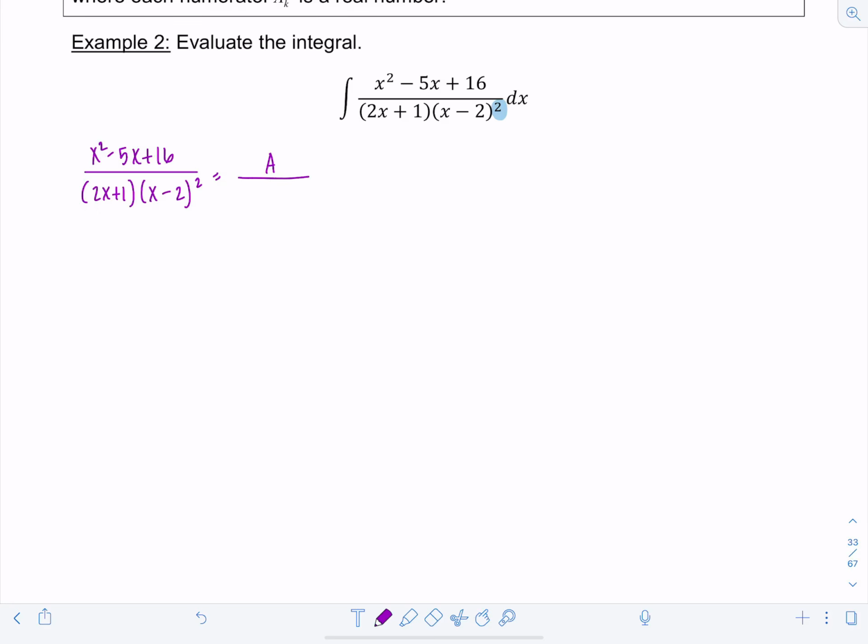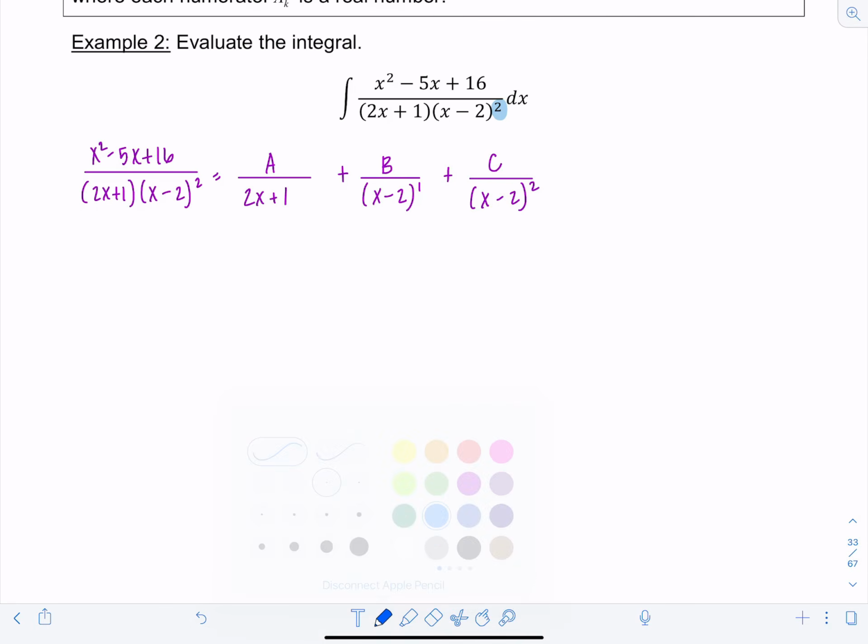So it starts off the same. You have a over 2x plus 1 plus b over, I have to start off by listing x minus 2 to the first power, and then I have c over x minus 2 squared. And I stop because that's the highest power that I see in the denominator. If it had been x minus 2 cubed, I would have had to add plus d over x minus 2 cubed. So you have to start at the first power and then increase the exponent by 1 until you hit the highest exponent you see on that factor in the denominator.